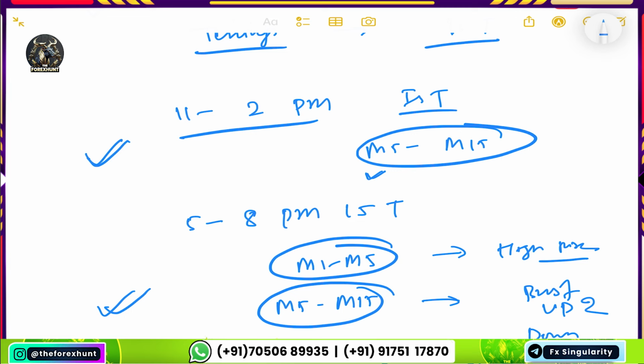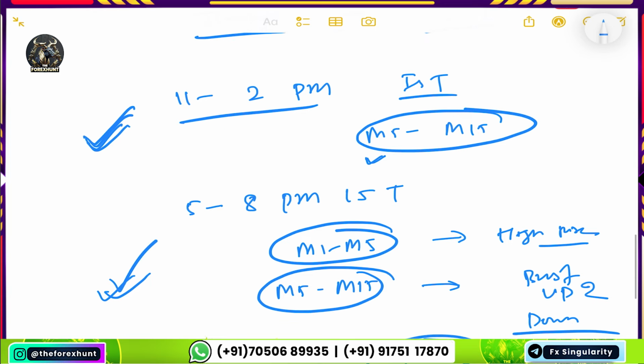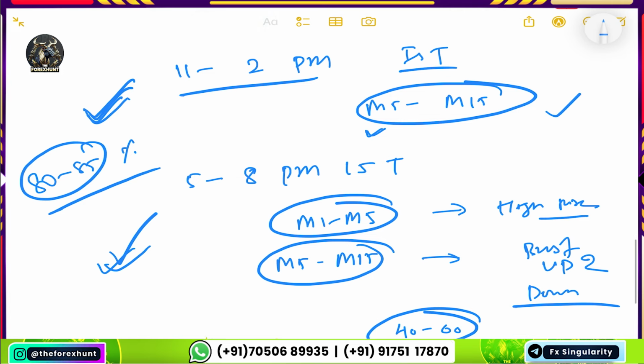No, simple. This is the sessions where you have to take the trades according to IST. Convert it into your respective time frame zones and take the entry with confidence. You will 100% get an accuracy of 80 to 85% if you are using M5, M15 confirmations, and a little lower if you are using M1 confirmation.